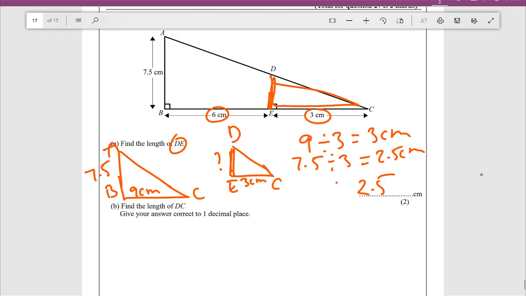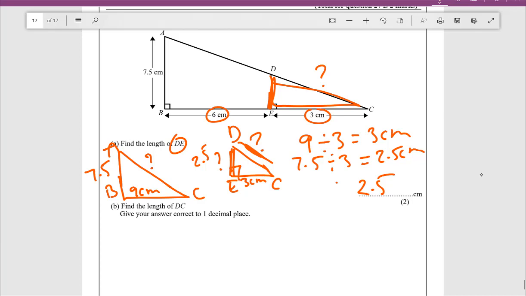B, find the length of DC. So we're finding the length of DC, this length here. In order to find this length, let's have a look. Do we have the corresponding side available in the bigger triangle? No, it is not available. So what can we do? We already found what DE is. DE was 2.5. Now we can just find it using, have a guess? Yes, you're right, Pythagoras, because it's a right angle triangle and we've got 2 sides given.